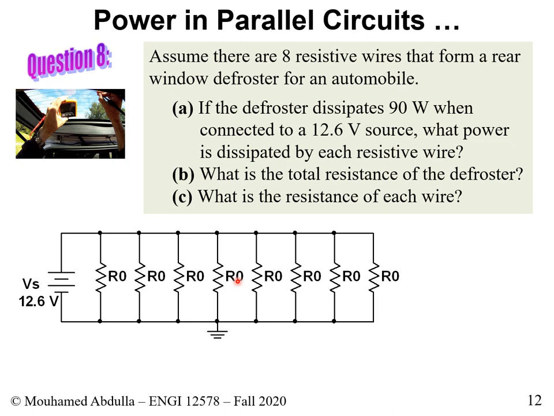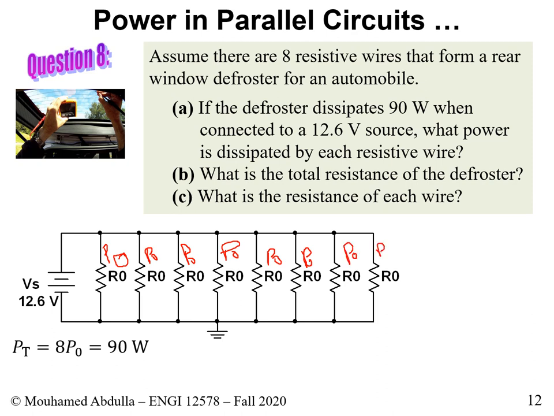Now let's look at the information that we have here. The total power, P total, is equal to 90 watts. And we know that the total power is formed by the addition of the power dissipated in each resistor. The power dissipated by this resistor is, let's say, P0. This resistor is P0, this resistor is P0. They all have the same power because they have the same resistor and the same voltage across it. So they will all have the same dissipated power.